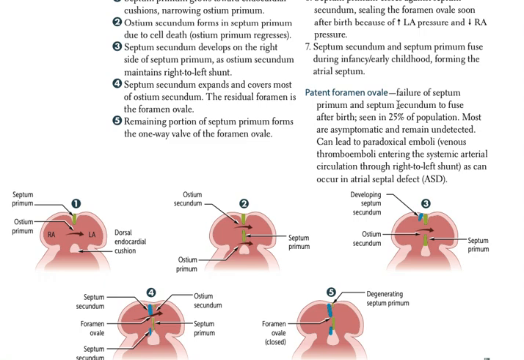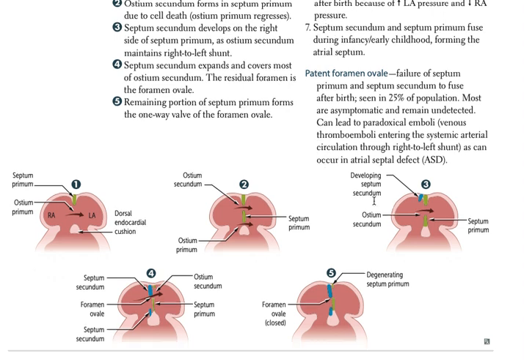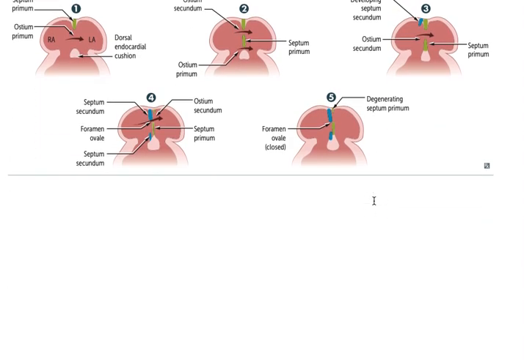What is patent foramen ovale? It is the failure of the septum primum and septum secundum to fuse after birth, which is seen in 25% of the population. Most are asymptomatic and remain undetected. It can lead to paradoxical emboli, that is venous thromboemboli entering the systemic arterial circulation through a right to left shunt, as can occur in ASD or atrial septal defects.